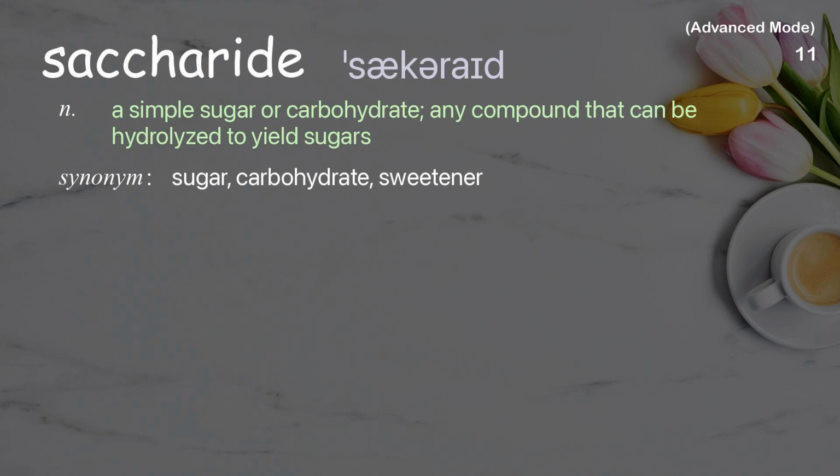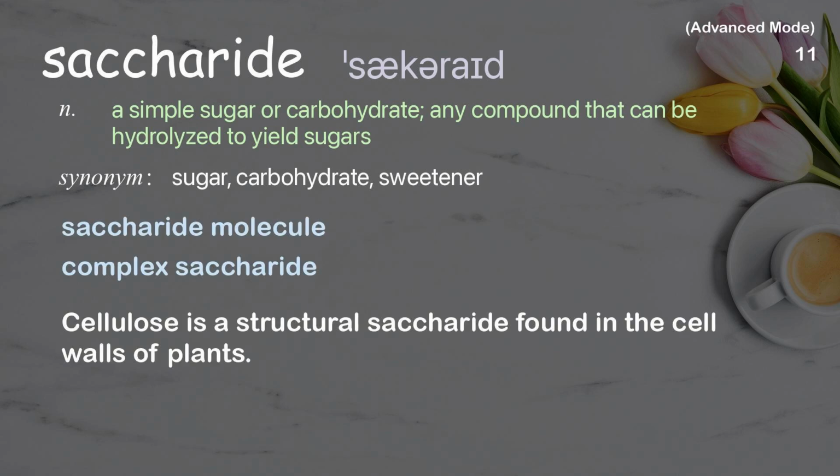Saccharide. A simple sugar or carbohydrate, any compound that can be hydrolyzed to yield sugars. Examples: Saccharide molecule. Complex saccharide. Cellulose is a structural saccharide found in the cell walls of plants.